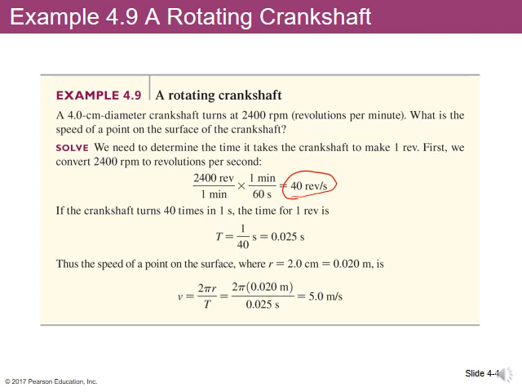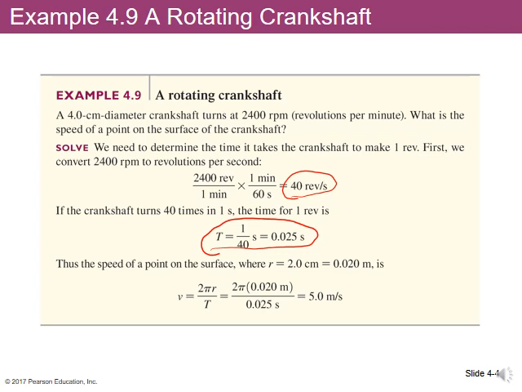So once we know how many revolutions it makes every second, we can figure out what the period is. Remember, the period is the time to make one revolution. So that's just the inverse of this number. If you know that the crankshaft turns 40 times in 1 second, then the time it takes for one revolution has to be 1/40th of a second because it has to make 40 revolutions in that 1 second. So that means that the period, which we give the symbol capital T here, is equal to 0.025 seconds. That's the time it takes to go around one time.